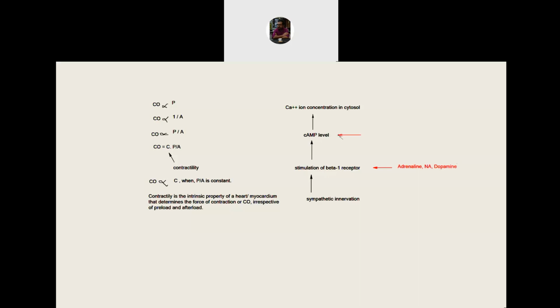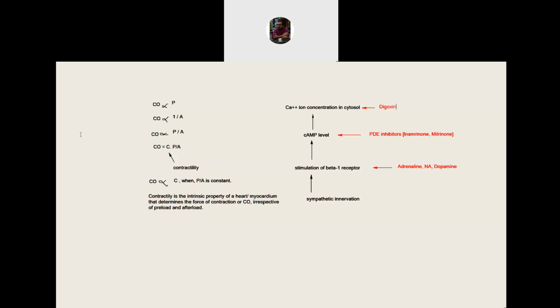Agents that increase cyclic AMP level, like the phosphodiesterase inhibitors that prevent metabolism of cyclic AMP, like inamrinone, milrinone. These drugs, and also caffeine, help in increasing cyclic AMP level, and therefore they also act as positive inotropic agents. Or drugs that directly increase the calcium ion concentration in the heart, drugs like digoxin, the cardiac glycosides.